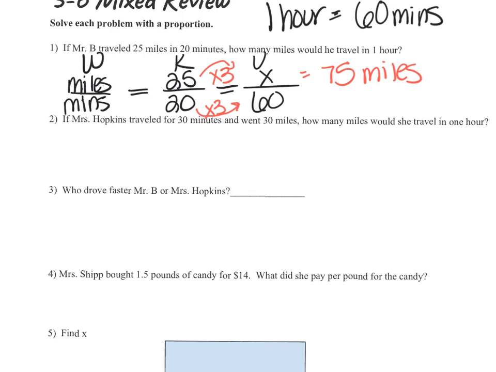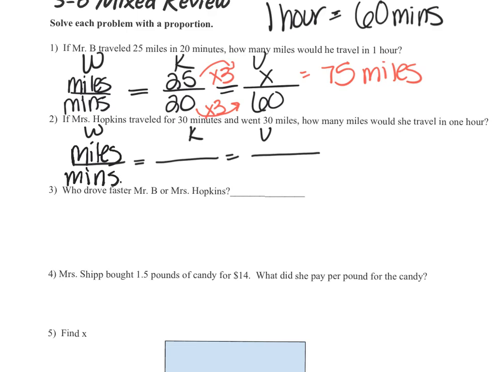So on number 2, we're going to set up the same WKU. So we have our miles over minutes. Okay, so Ms. Hopkins traveled for 30 minutes and she went 30 miles. We want to know how far she would travel in 1 hour, which we know is 60 minutes.